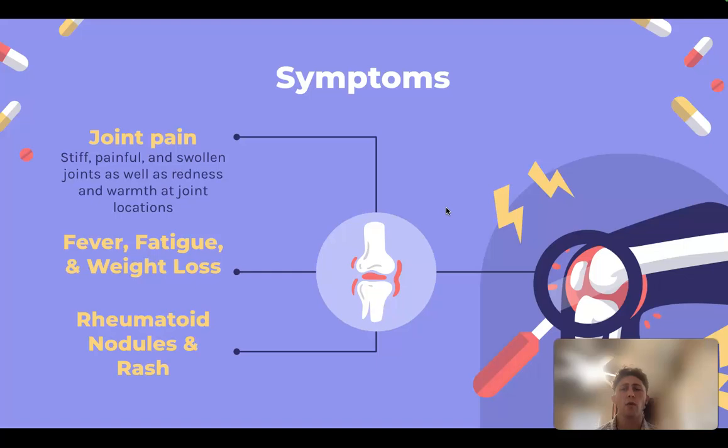As well as redness and warmth at joint locations can be a major symptom of joint pain as well. And then fever, fatigue, and weight loss can result because your immune system is so busy fighting your own body tissues as well as any subsequent infections. Your body is very exhausted, and so doesn't have too much energy to fight off other infections, which can lead to fever, fatigue, and weight loss. And the third and final major symptom that doctors will notice are rheumatoid nodules, like I mentioned, and any skin rashes.